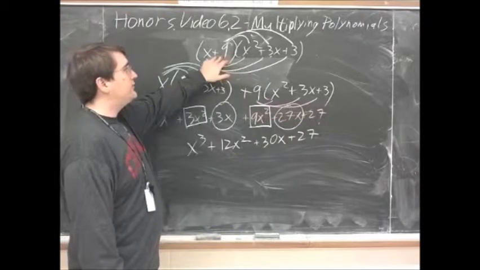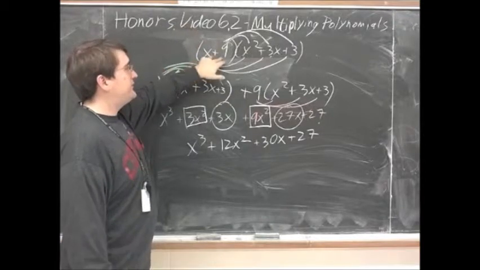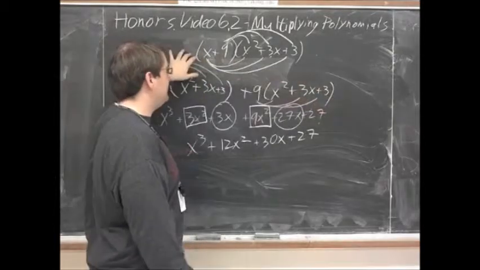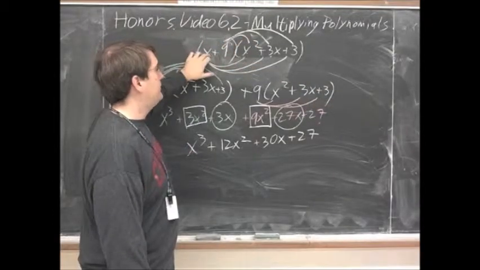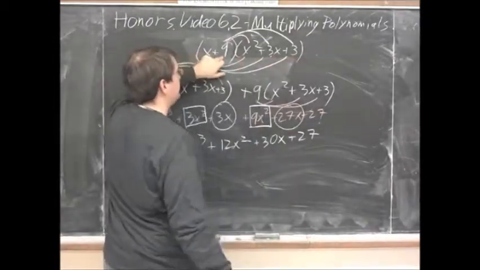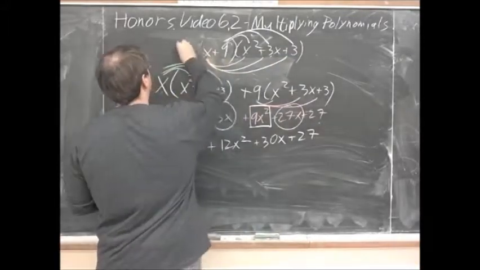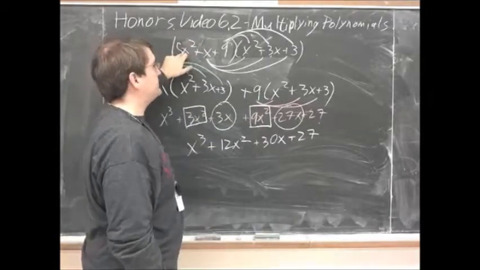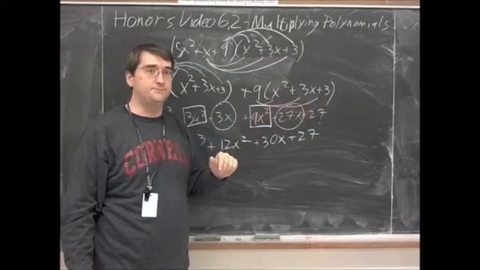Any problem where you have two polynomials multiplied to each other, even if this was a trinomial, we just have 3 of these. Just take the individual terms of one polynomial, and distribute it across the other. So the x gets multiplied to all of those. The 9 gets multiplied to all of those. And if there was a 5x squared in front of that, then you'd multiply the 5x squared to all of those, and just combine like terms at the end.